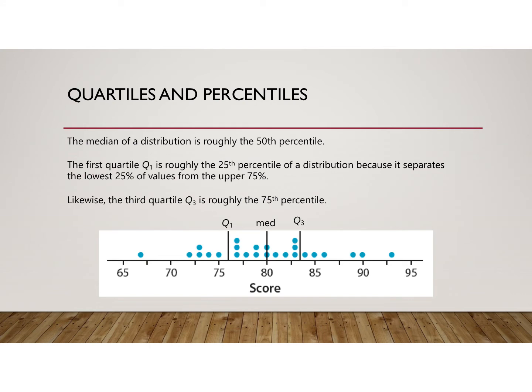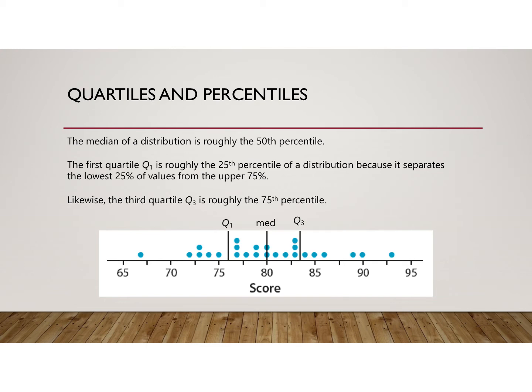Okay, so this is the same graph, guys. The median of a distribution is the 50th percentile, right? 50% of the data is below it, 50% of the data is above it. The first quartile is roughly the 25th percentile because it separates the lower 25% of values from the upper 25%. And likewise, the third quartile is roughly the 75th percentile, right? So we talked about that. 75% of the data is below Q3, 25% of it is above it.